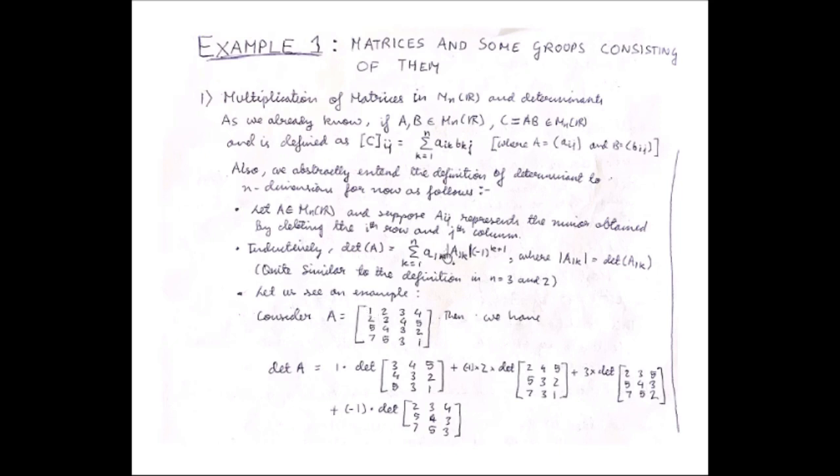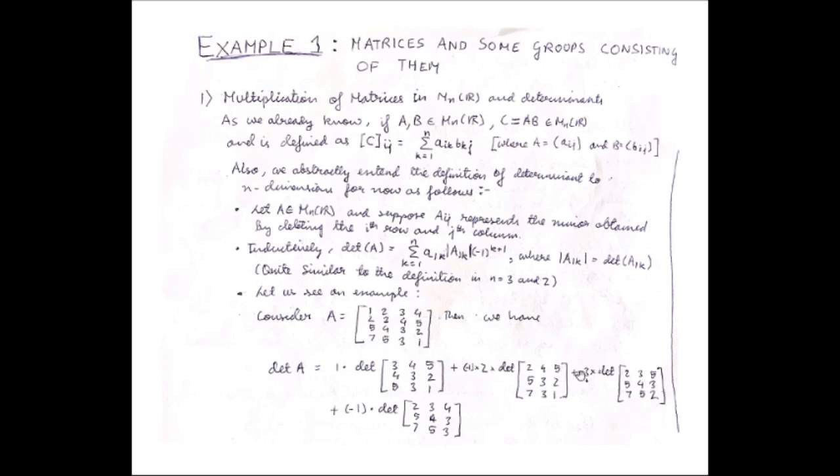Note over here, we are going in the first row. So it's 1 times the determinant of this thing, 3, 4, 5, 4, 3, 2, 5, 3, 1, plus minus 1, because it's minus 1 to the k plus 1 and k equal to 2, this becomes minus 1, times 2, this element, times the minor 2, 4, 5, 5, 3, 2, 7, 5, 3, 1, obtained by deleting 1, 2, 3, 4 and 2, 3, 4, 5.